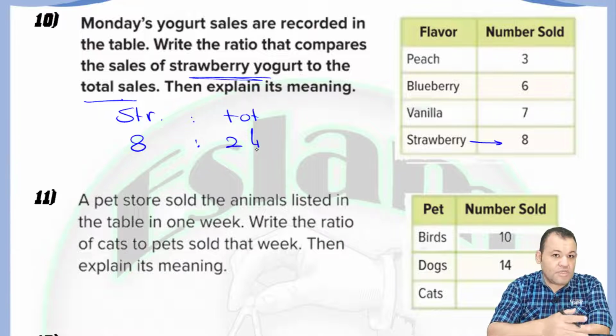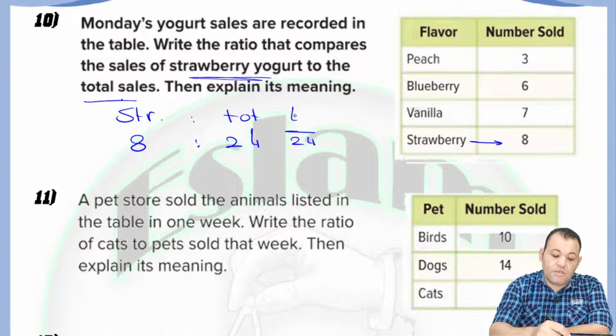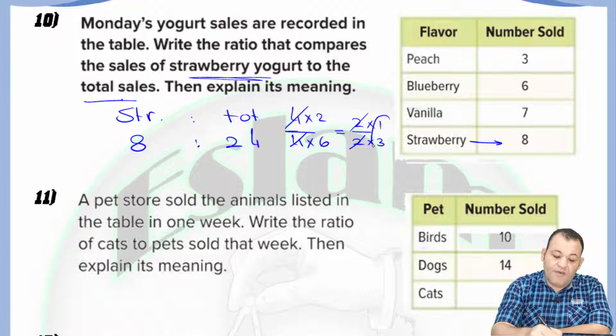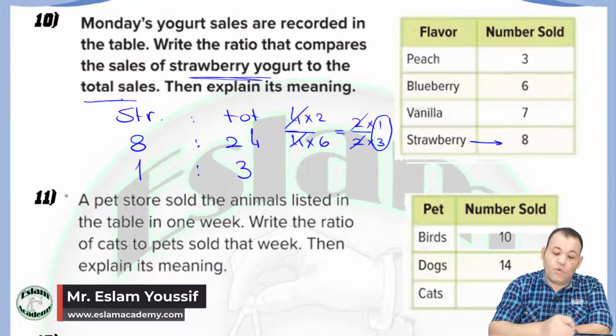8 to 24 is not the simplest form. If you write it as a fraction, it will be 8 over 24. We know that 8 is equal to 4 multiplied by 2, and 24 will be equal to 4 multiplied by 6. We can cancel out 4 and 4. Still we have here 2 and 6. As we know that 6 is equal to 2 multiplied by 3, and 2 is equal to 2 multiplied by 1, we can cancel out 2 and 2. Still we have here 1 to 3. So the ratio in the simplest form now will be equal to 1 to 3.